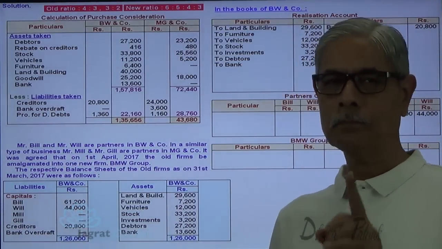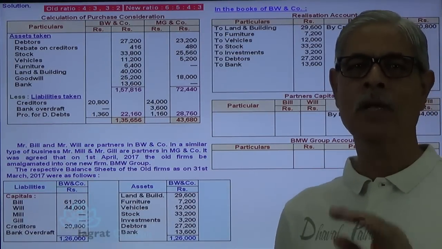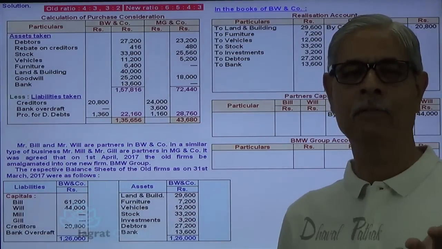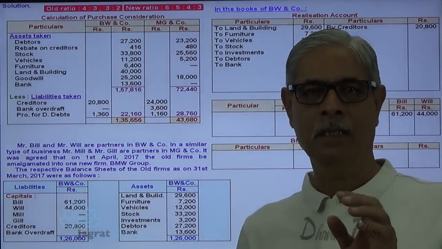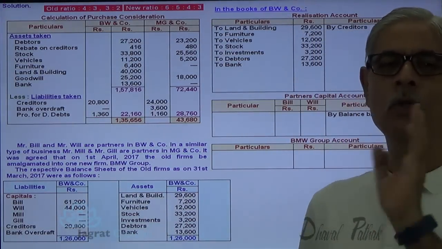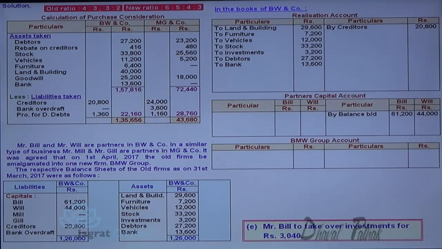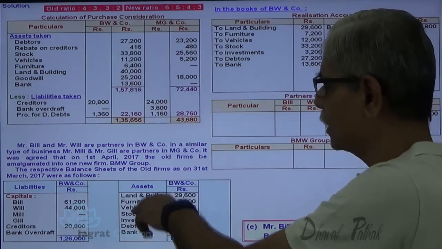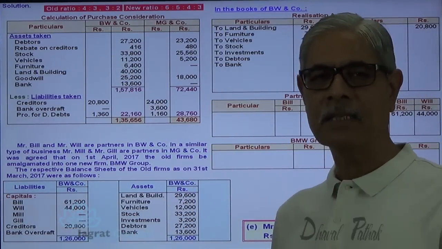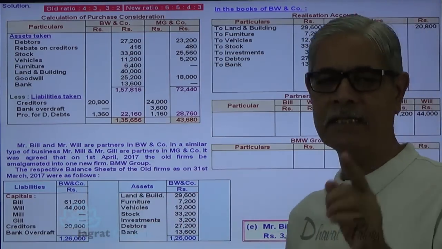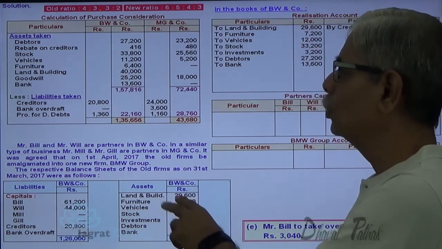Now, the assets and liabilities not sold to the new firm are either disposed of in the market or distributed amongst the partners. After that, you can go for dissolution of the firm. So here in this sum, Mr. Bill has taken the investment. See, all the assets are sold, but this investment of 3,200 has not become part of the purchase consideration. So 3,200 is an investment asset which is not sold by BW to BMW.